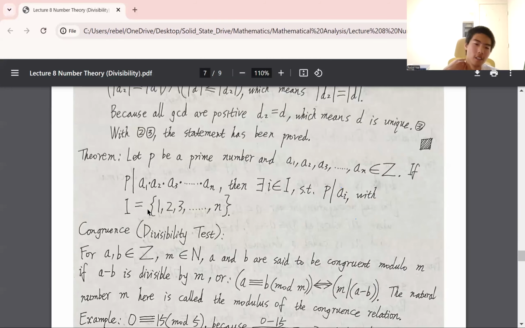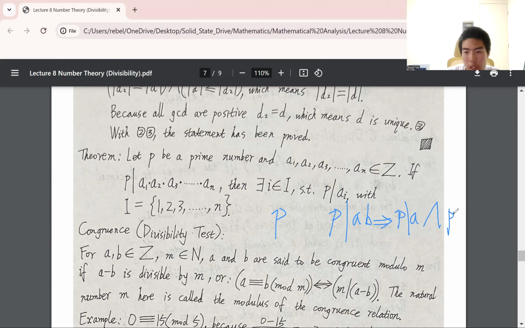All right, another theorem is regarding prime numbers again. A simpler case of this one is: if P is a prime number and if P divides AB, then P divides A or P divides B.